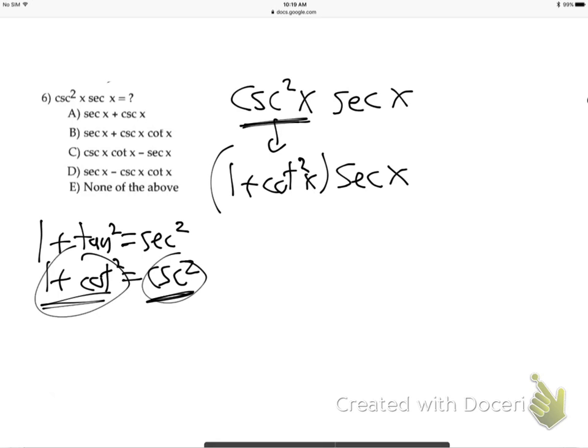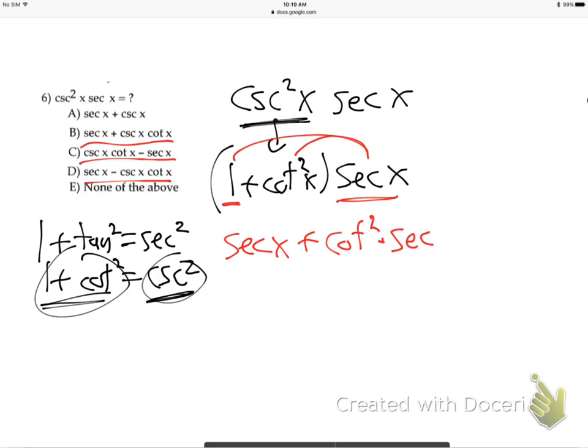Now, I'm looking at these answers. See how they've distributed them? So I'm going to distribute. I'm just trying to imitate the answer and to match up. So secant times 1 is just secant. And then this is cotan squared times secant. I'm going to skip the x's if that's okay. Cotan squared times secant. See what I did there? I just multiplied the secant, distributed it to both those. Secant times 1 is just secant. And secant times cotan squared. Now, it doesn't yet look, it kind of looks like B almost, not quite.